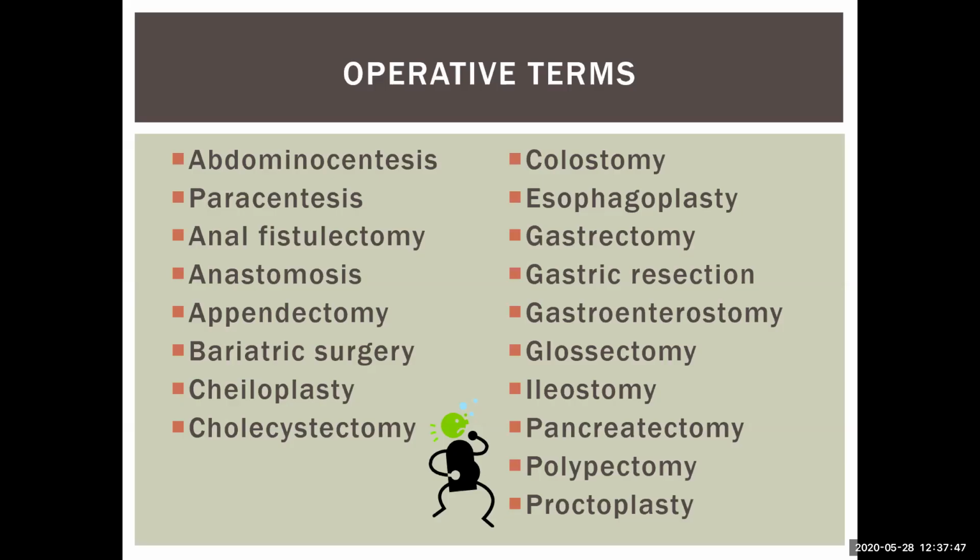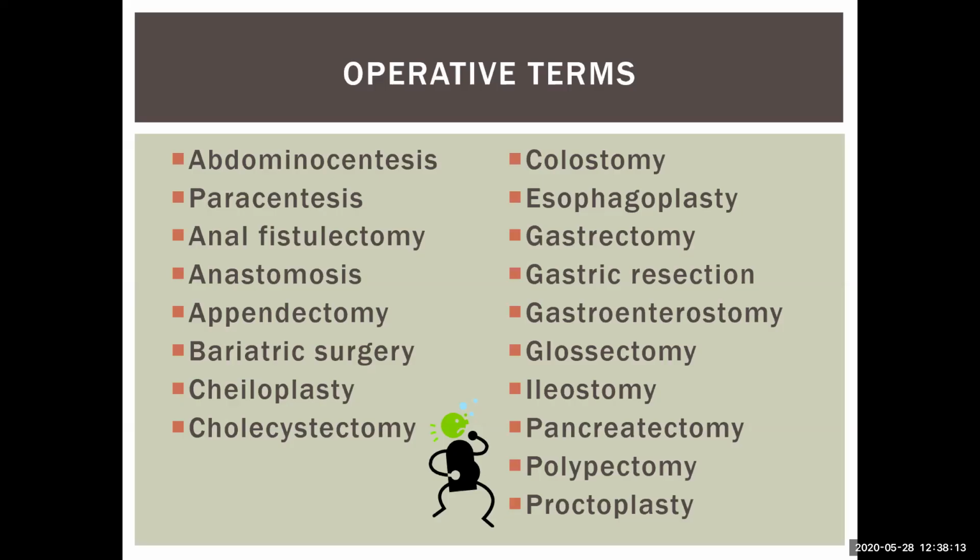Anal fistulectomy, excision of an anal fistula. Anastomosis, this is where we're putting two ends back together. So often where somebody has their intestines separated for like a colostomy, we would re-anastomose or put them back together. So union of two hollow vessels. Appendectomy, removing the appendix. Bariatric surgery, or now we call it gastric bypass.